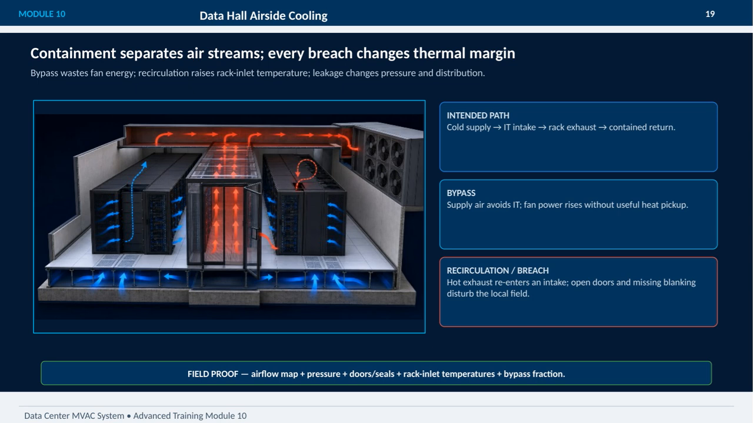Leakage, on the other hand, alters pressure and airflow distribution, further complicating temperature control. The intended airflow path is straightforward. Cold supply air moves through the IT equipment intake, is heated by the racks, and then returns through the contained exhaust. To ensure this system works correctly in the field, we rely on tools like airflow maps, pressure monitoring, door and seal inspections, rack inlet temperature measurements, and calculating bypass fractions. These together help us maintain efficient cooling and preserve the thermal margin.